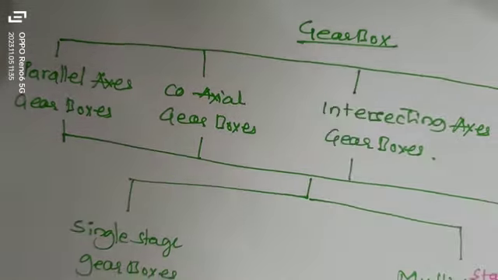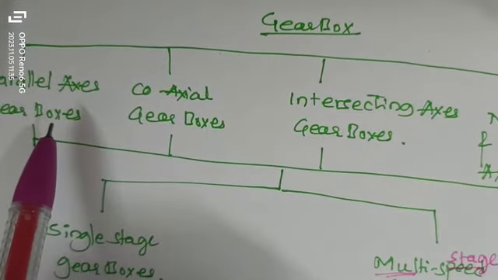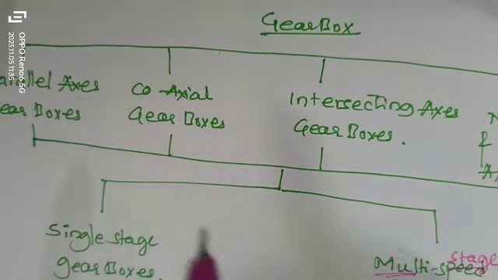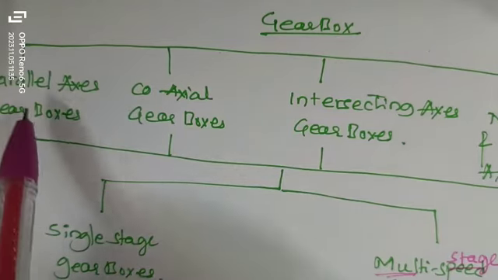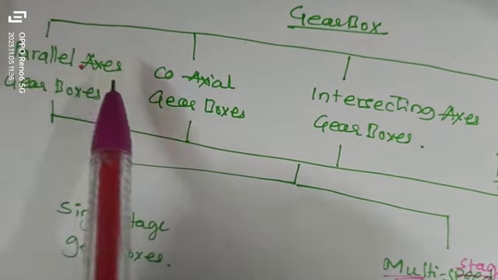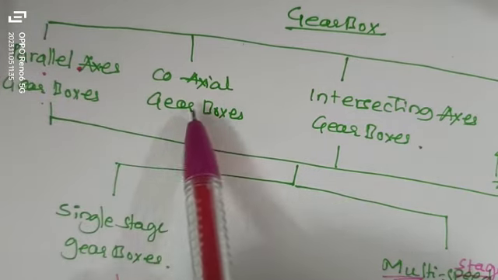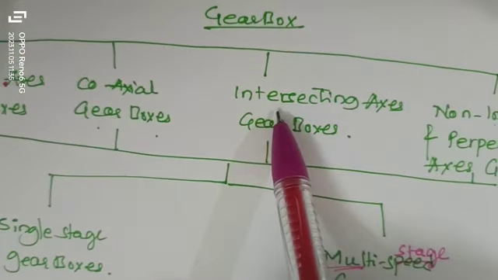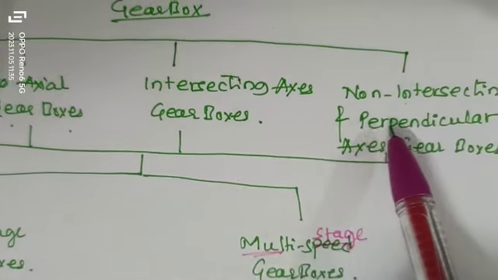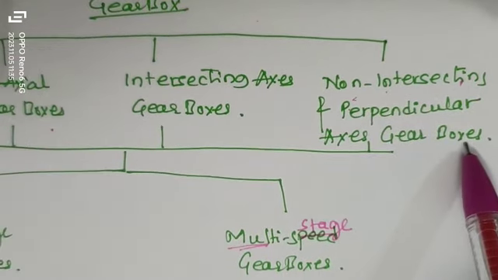Now, as we have discussed, the classification or types of the gearboxes according to the relative position of the input and the output shaft, there are four types we have discussed here. One is parallel axis gearboxes. Second, coaxial gearboxes. Third, intersecting axis gearboxes, and fourth is non-intersecting and perpendicular axis gearboxes.